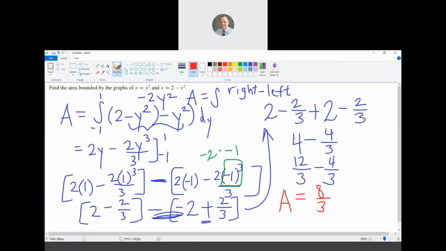Any questions about finding the area between two curves? No, sir. Okay, thank y'all.